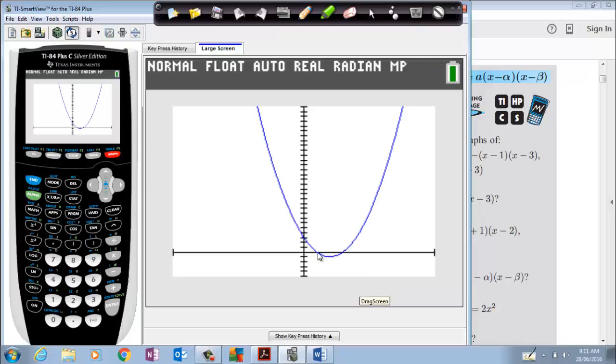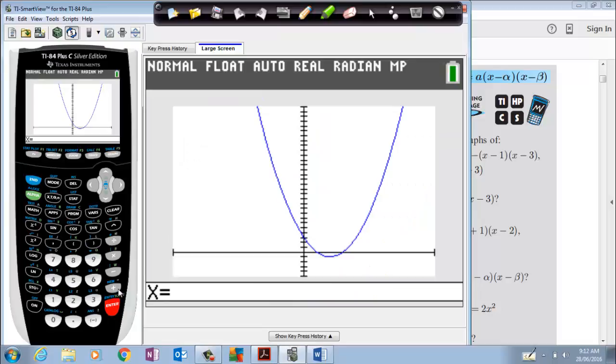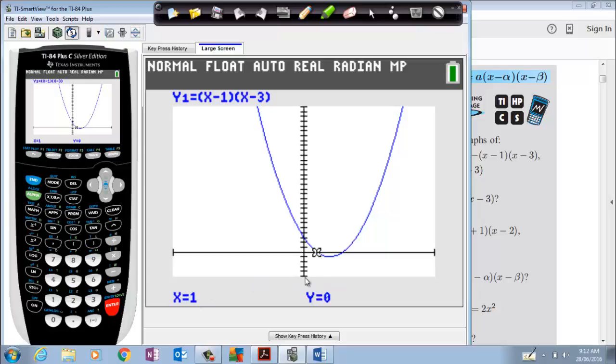So we can see it cutting here at 1 and 3. You can press the trace key to have a look at the values. So you can see when it cuts the x-axis, it's roughly about 1 there for the x value. If you want to get the exact value, you go second calc value. This will do any particular x value. If we guessed that it was 1, we'd type in 1 and press enter, and see it says when x is 1, y is 0, so that's the x coordinate.